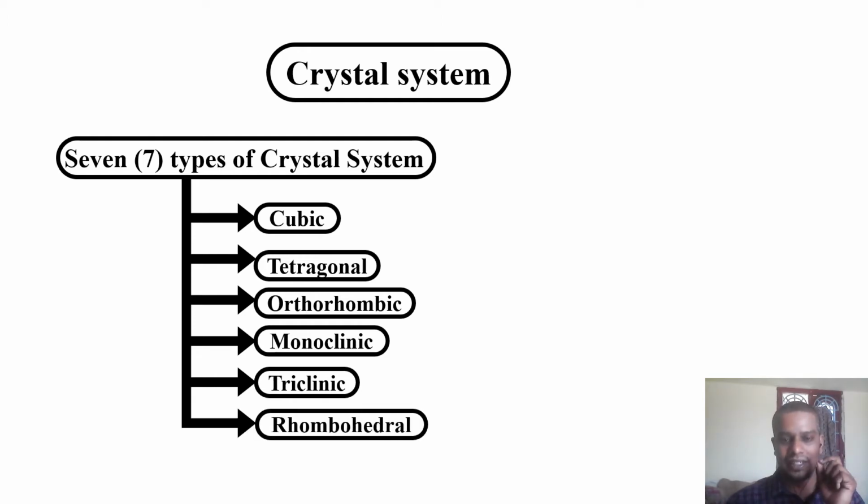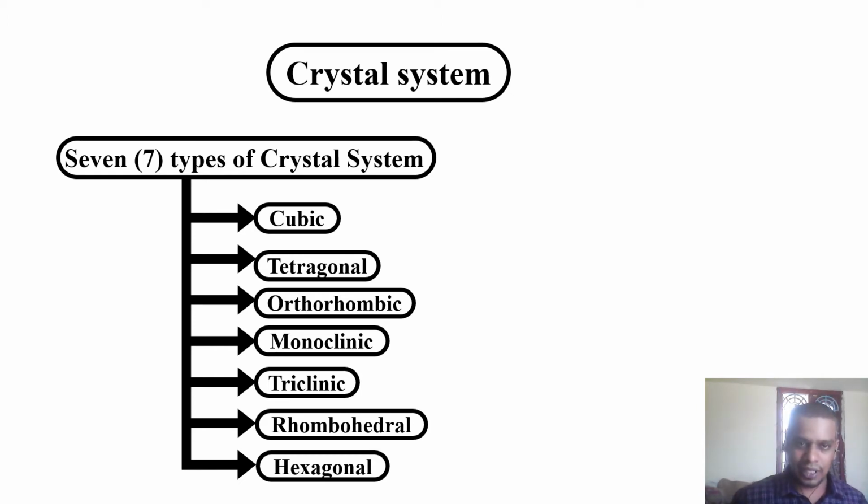The sixth one is rhombohedral. The other name for rhombohedral is trigonal. I didn't mention it here, but when we look at the structure, I will represent the rhombohedral, or trigonal, system. The last one is the hexagonal system. If you are counting the number of crystal systems, here it is 7. So the first crystal system we are going to look at is the cubical system.